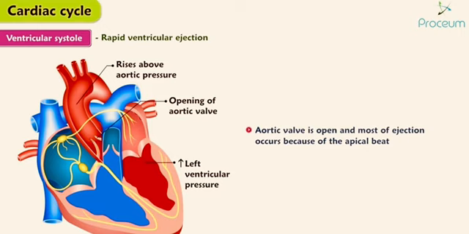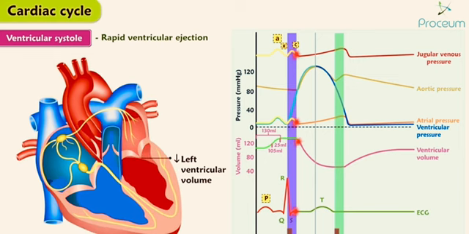When the aortic valve is open, most of the ejection occurs because of the apical beat. When the aortic valve opens, we can see the apical beat, and in the diagram the pulmonary valve also opening due to this pressure.